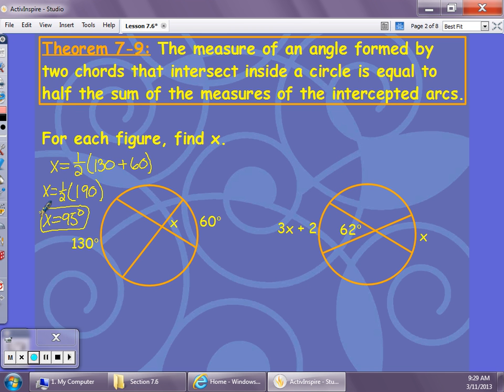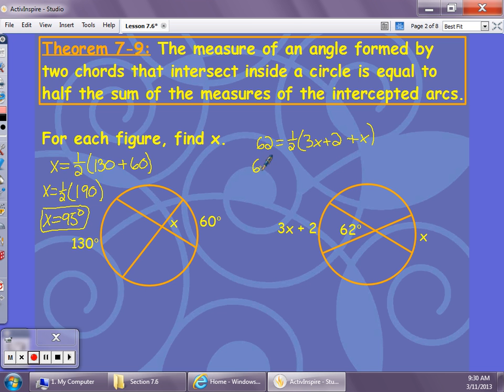So using the same formula, let's take a look at the second example. In this case, we're given that the angle created by the two chords is 62 degrees, and they want us to go ahead and find x for each arc. So if we set up a similar equation, we can say that 62 degrees is going to equal 1/2 the sum of the two arcs created. So 1/2 of 3x plus 2, which is one of the arcs, plus x, which is the second arc.